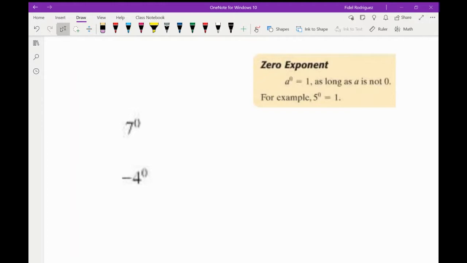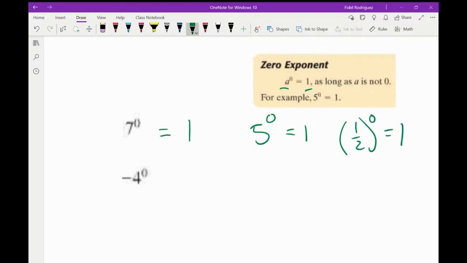All right, and then the last part here, guys, is something called the 0 exponent rule. I always say this is a boring rule because it just says any number to the power 0 is always going to be equal to 1. So 7 to the power 0 is 1. 5 to the power 0 is 1. 1/2 to the power 0 is 1. I'm going to show you something, guys. Negative 3 to the power 0 is 1.